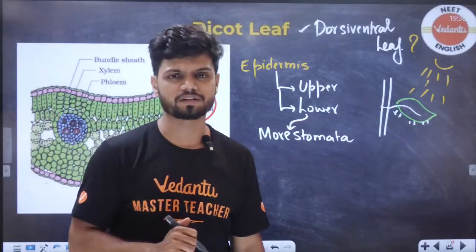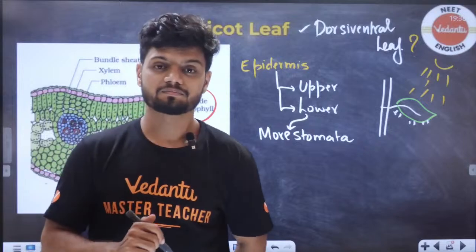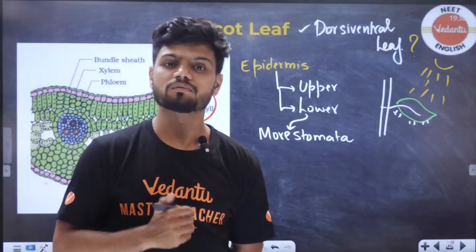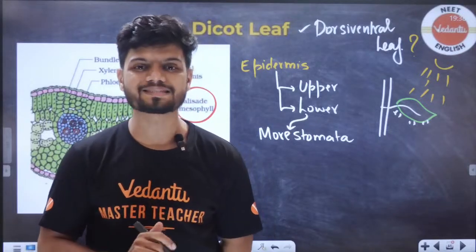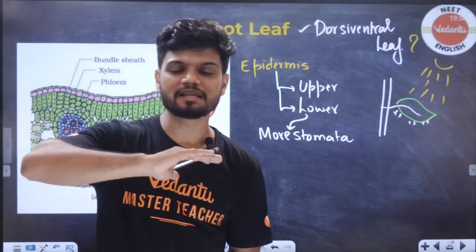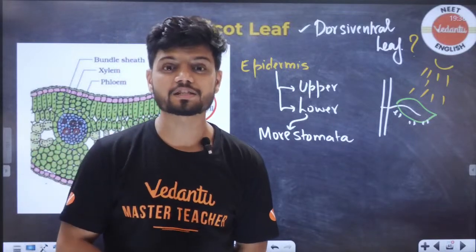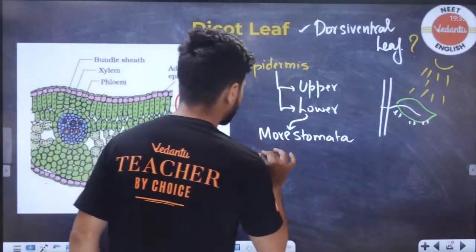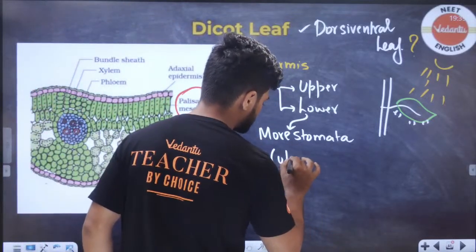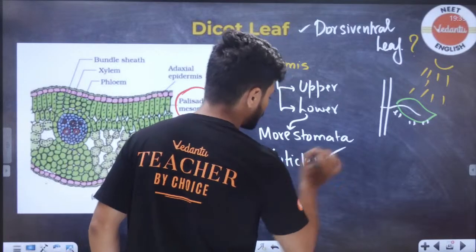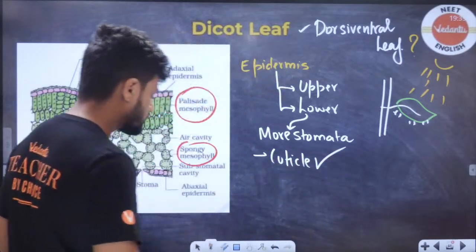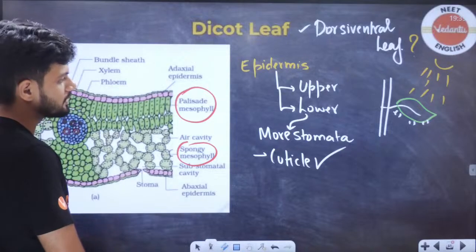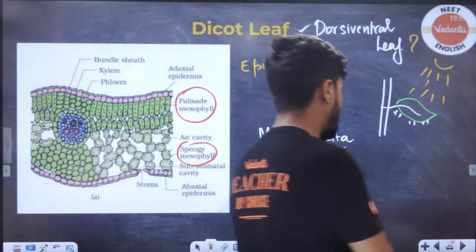Now students, the leaf is exposed to sun. Does it need a moisturizer? Does it need a sunscreen? Obviously, it needs some nice cream. It needs a shiny layer there called the cuticle layer. Yes or no? The cuticle layer is present here. That is the epidermis.